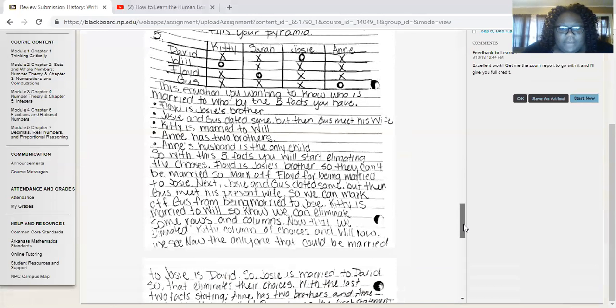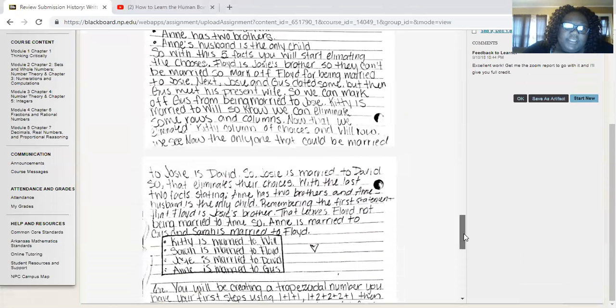Here I have an explanation of how we figured this out. With the 5 facts, you will start eliminating the choices. Floyd is Josie's brother, so they can't be married. So we're going to go ahead and mark that off. Next, Josie and Gus dated some, but then Gus met his present wife, so we can mark off Gus from being married to Josie.